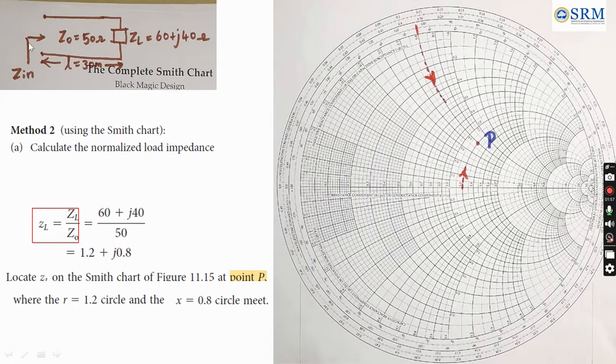In all the problems that we are going to look at, first we have to normalize the load impedance with respect to the characteristic impedance. So 60 plus j40 has to be divided by the characteristic impedance 50, and after dividing we get the answer in terms of R circle and X circle. So we need to find 1.2, that is the R circle value, and the X circle, which is 0.8. The intersection of these two circles is the point P where the normalized load impedance is present.